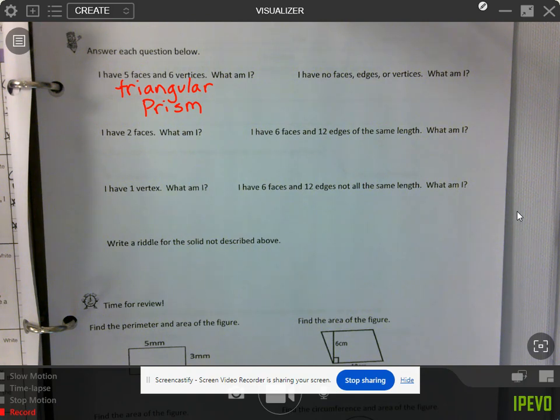Oh, wait, which one? Sorry, I was reading the bottom one. This one says of the same length. This one says not the same length. So when you look here, you said you saw 2. Which ones have the same length and which ones have different lengths? So you've got your 2. Which one has sides that are all the same length?